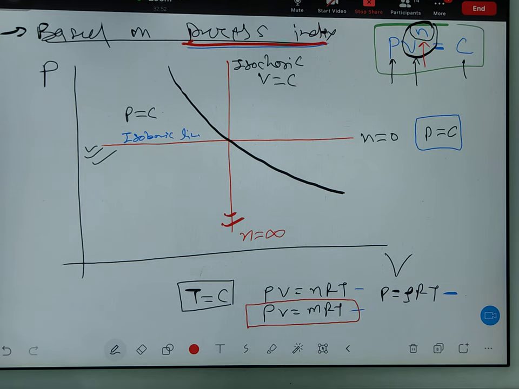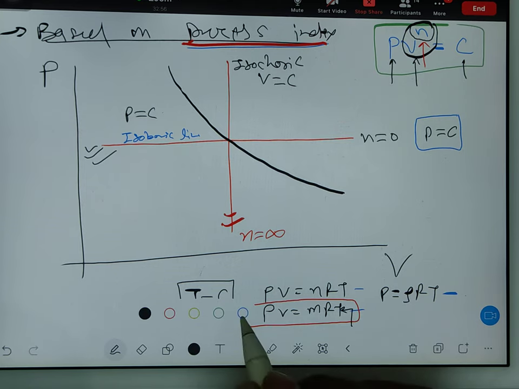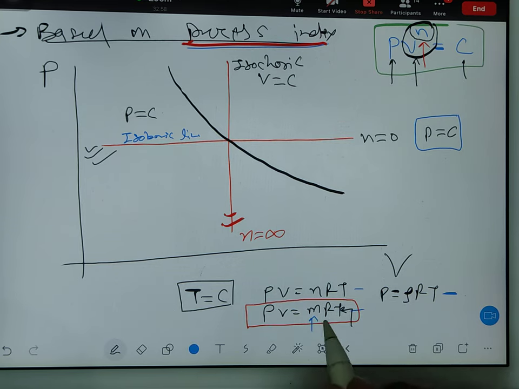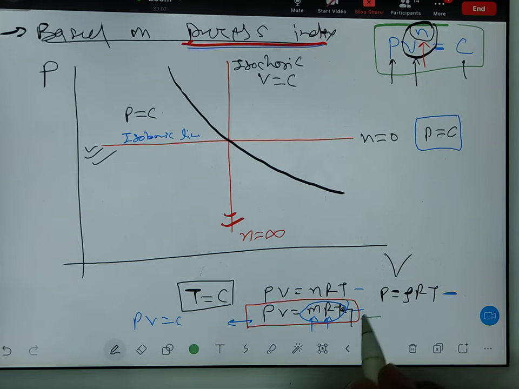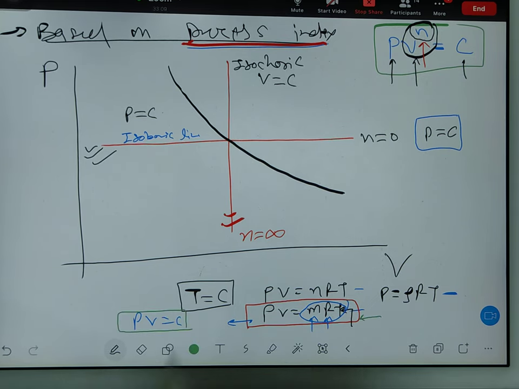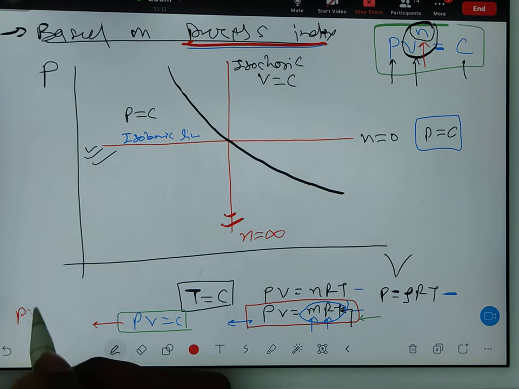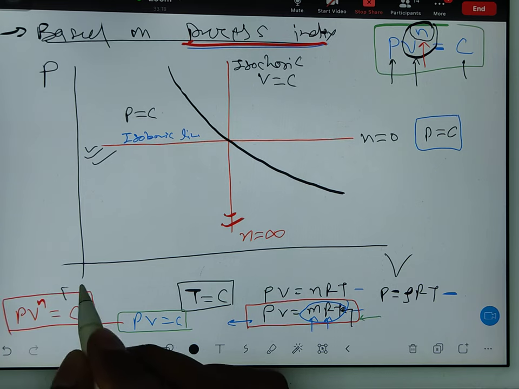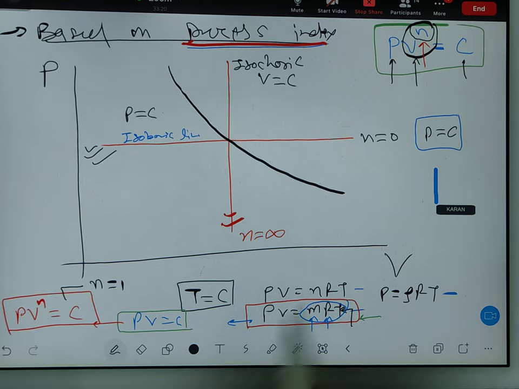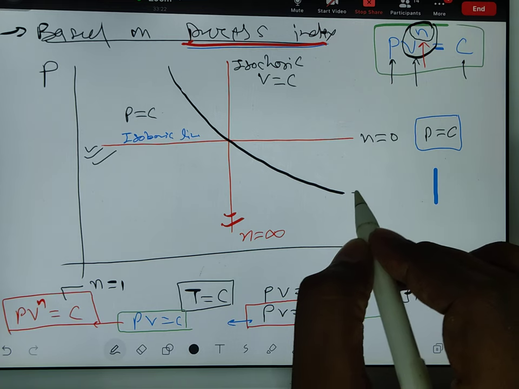If temperature is constant, then of course the mass of the gas is constant and R for the gas is already constant. So these three things are constant. What I'm achieving is PV equals constant. It means that for temperature equal to constant, the equation PV equals constant is used. If you compare PV equals constant with PV^n equals constant, what is the value of n? n equals 1. So n equal to 1 means this line is your isothermal line.